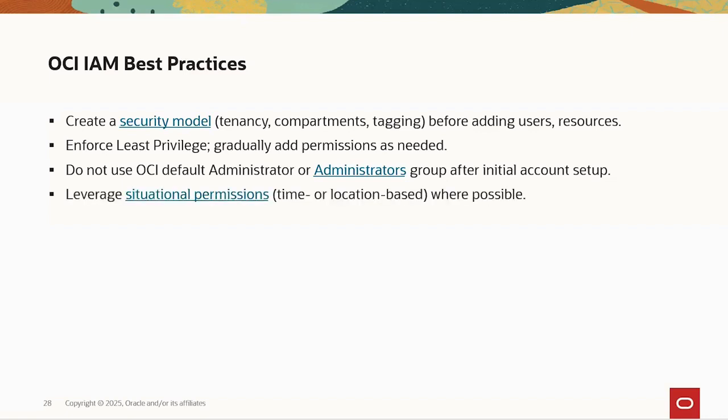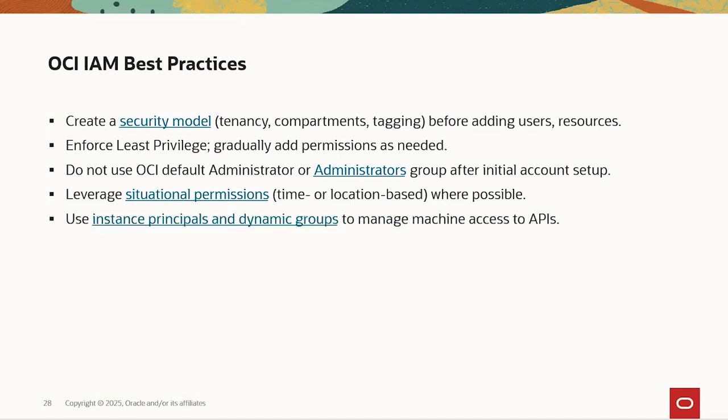We can also leverage situational permissions. For example, if you know your end users will be logging into the console from a specific network perimeter, you can add that so that only those network IP addresses are allowed into the console and the others are denied. Or you can do it on a time basis, like allowing access to the console from Monday to Friday, the weekdays, but not allowing users into the console on weekends, Saturdays and Sundays. Use instance principals and dynamic groups if you want machine to machine access to OCI services.